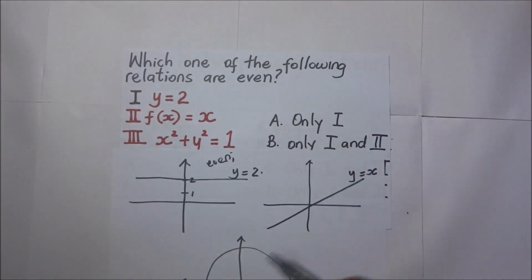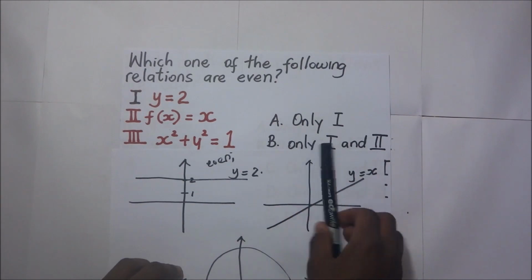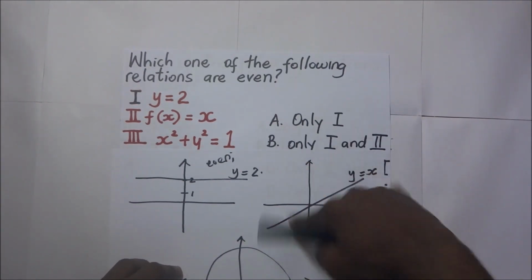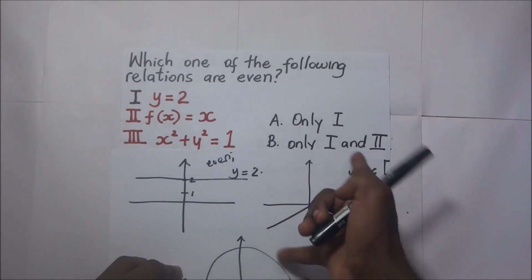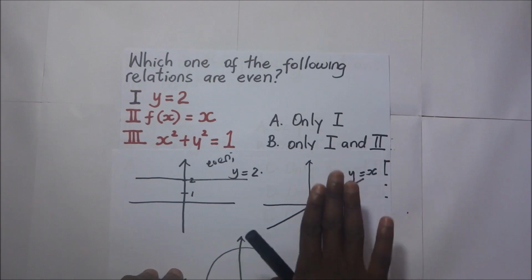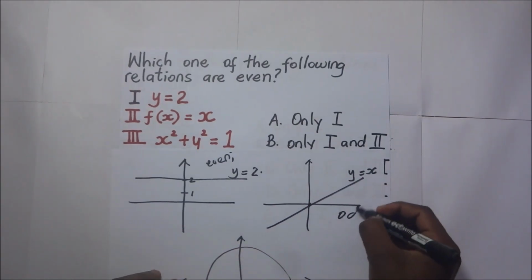If you look at this, it is not symmetrical about the y-axis, but it is symmetrical about the origin. In other words, if I flipped this or rotated it 180 degrees about the origin, it will look exactly the same. So it means that this one is an odd function.